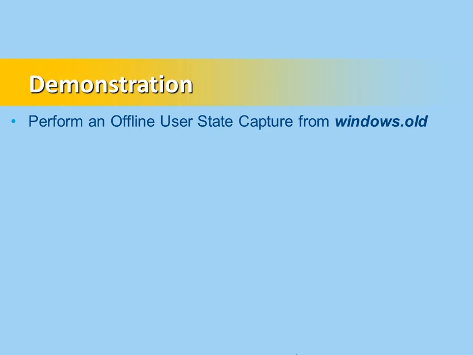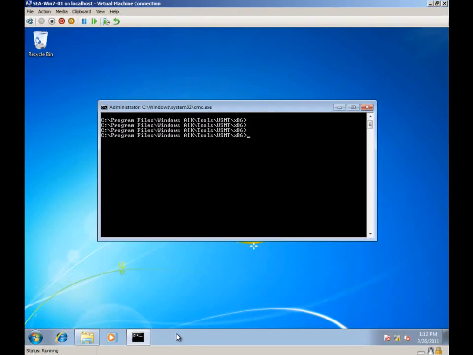What we're going to do here is perform an offline user state capture in a Windows old directory that I have in my new Windows 7 deployment. The one final demo I want to do here is to show you the offline migration scenario that's now available with USMT 4.0. Remember, this enables the scan state tool to run inside a different Windows operating system than the Windows operating system that it's actually scanning and gathering the files and settings from.